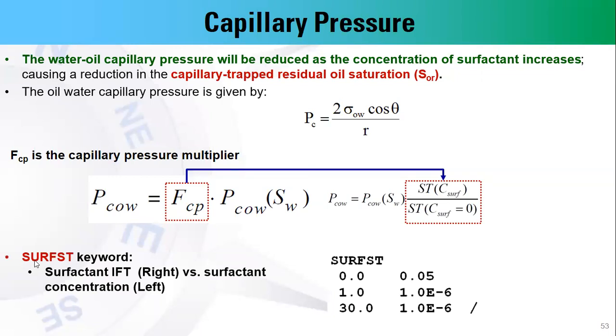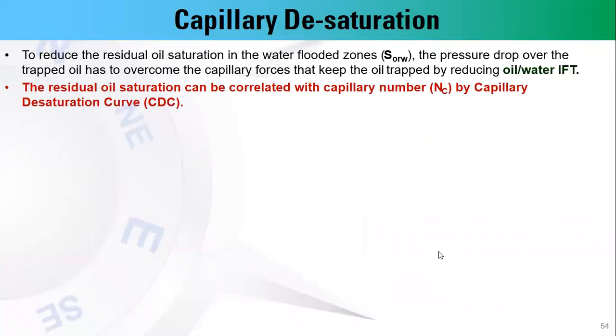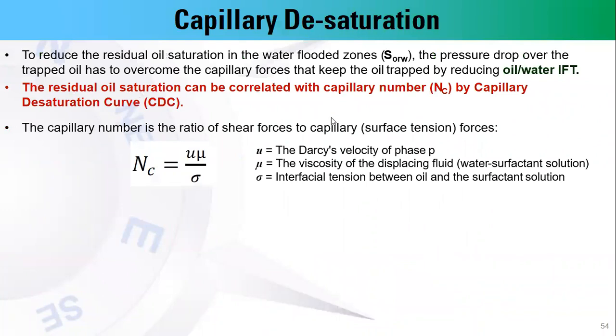So this keyword is surfactant interfacial tension against the surfactant concentration. As you can see, as long as we have high surfactant concentration, on the left hand side, the surface tension or surfactant interfacial tension will be reduced like this. Last is the process of desaturation or capillary desaturation.